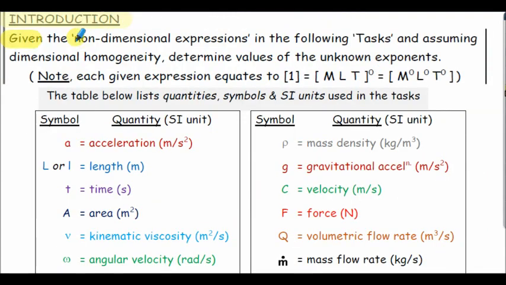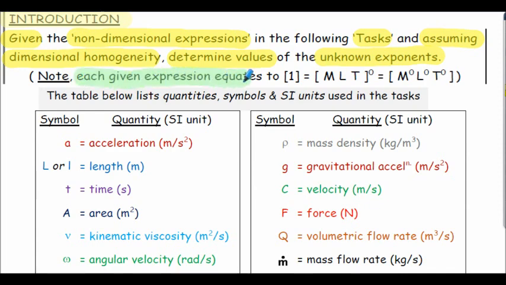So here's a brief introduction to this presentation. We're going to be given various non-dimensional expressions within the following tasks, and assuming dimensional homogeneity throughout, we've got to determine the values of the unknown exponents in these expressions. It's important to note that each of the given expressions are non-dimensional, and so they all equate to unity, which can be written in terms of dimensions as [MLT] to the power of 0, and using the third law of indices that can be written as M to the 0, L to the 0 and T to the 0. That will basically form the left hand side of the equations that we're going to generate.